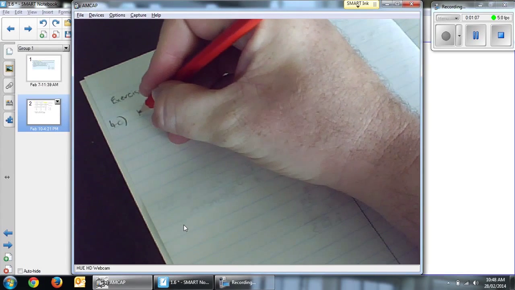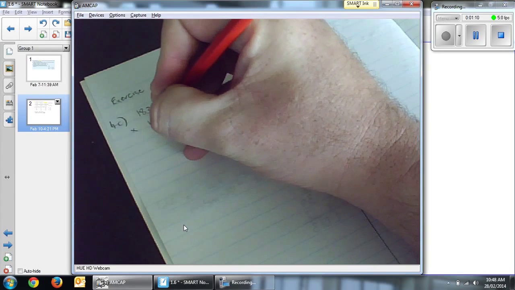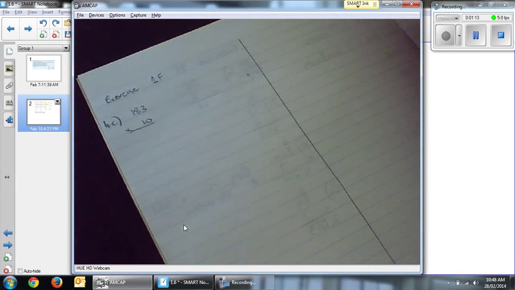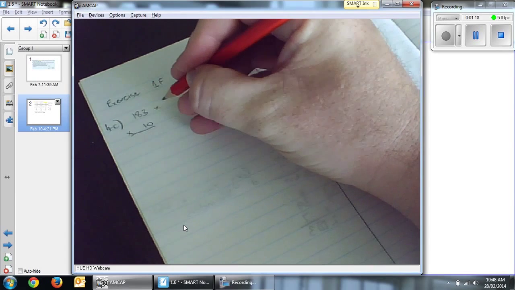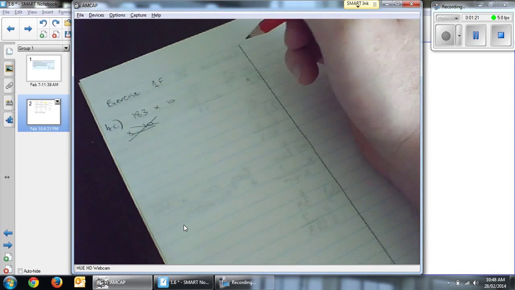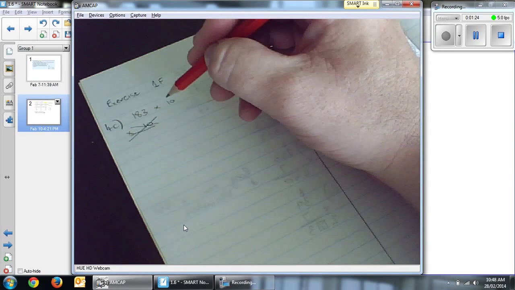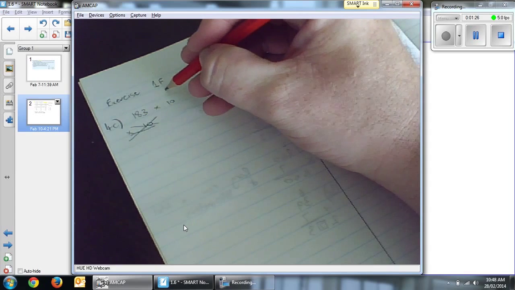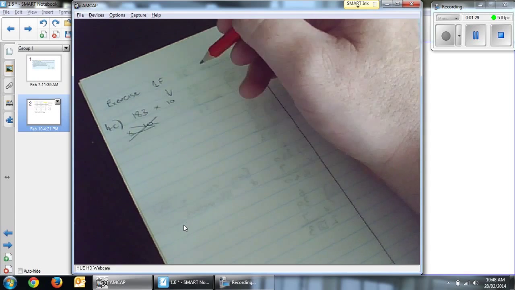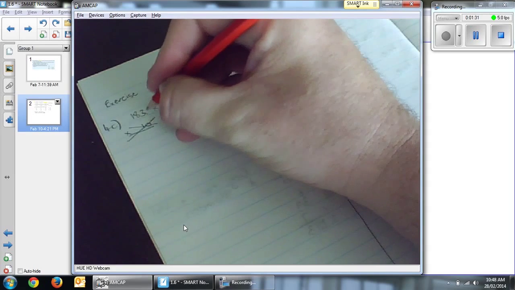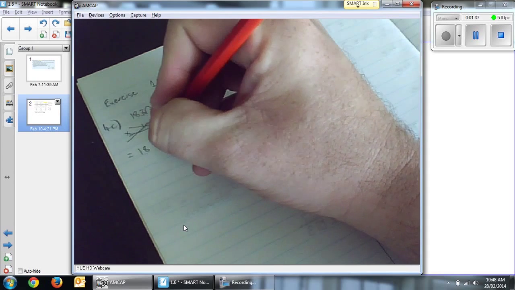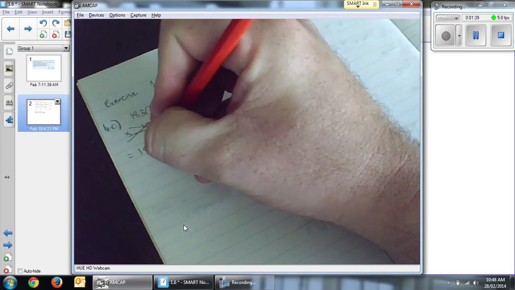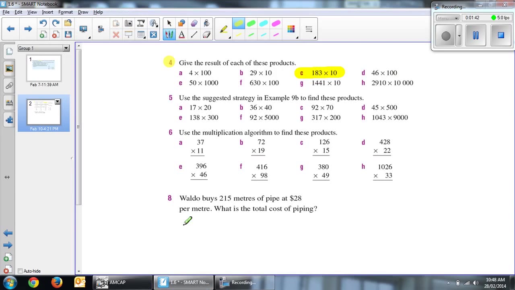Now, I can always do the algorithm. I could always set it out like this and do the algorithm. That's fine. But what I actually want to do is try to work out some mental strategies of multiplying this where I don't need that algorithm. So in this case, remember, if we're multiplying by a 10, you just look at the amount of zeros. In this case, there's 1 zero. So that means our decimal point will move from here once to the right. So our answer will become 1,830.